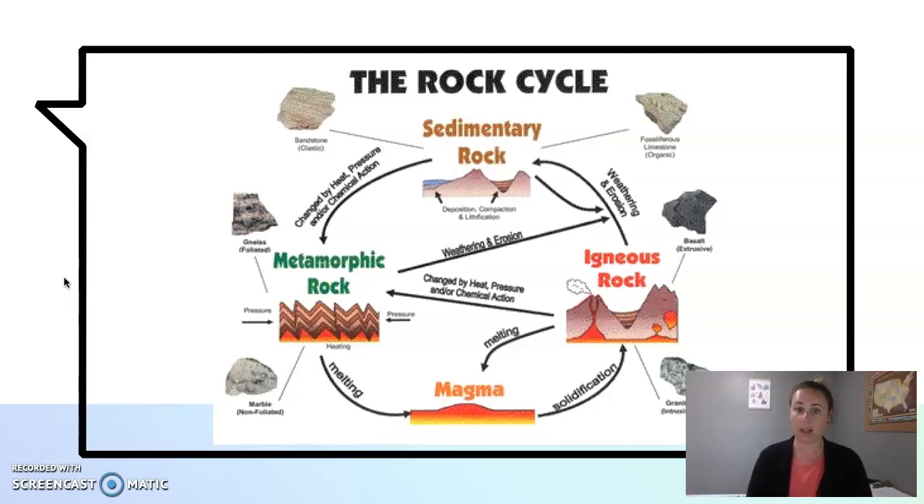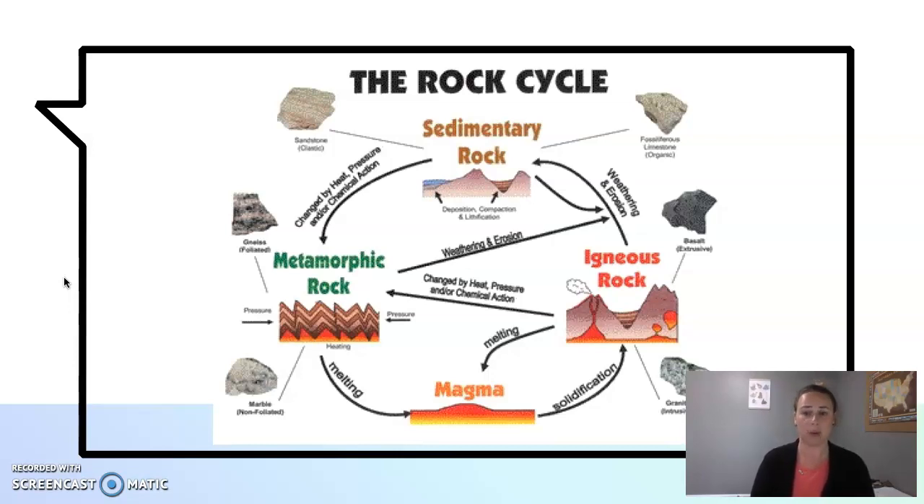That will turn that rock into a sedimentary rock because it's going to break that rock down into tiny, tiny pieces, or maybe larger pieces, or all different sizes of pieces, and it's going to turn that into a sedimentary rock. If the sedimentary rock is introduced to heat and pressure or different types of chemical processes, it will then turn into a metamorphic rock.